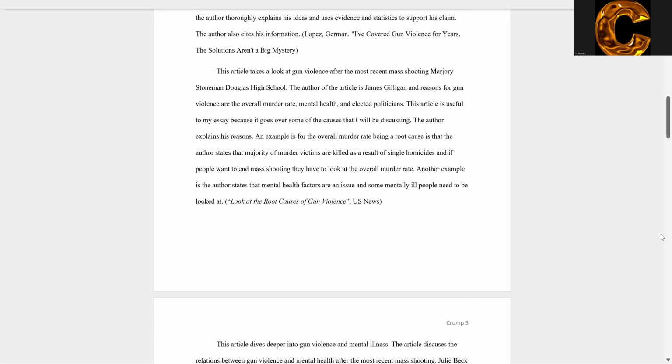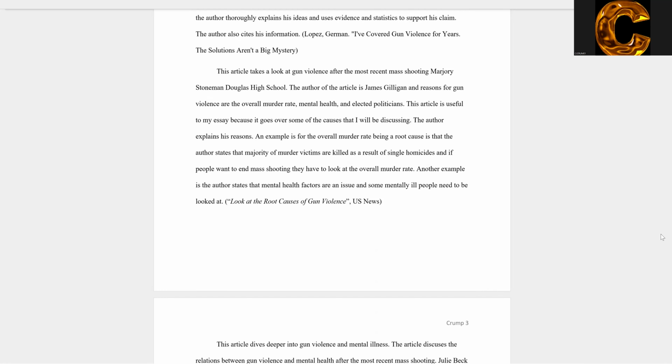This article takes a look at gun violence at the most recent mass shooting, at Marjory Stoneman Douglas High School. The author of the article is James Gilligan. The reasons for gun violence are overall murder rate, mental health, and elected politicians. This article is useful to my essay because it goes over some of the causes I will be discussing. The author explains his reasons.